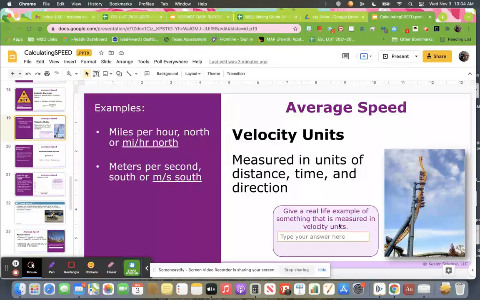Give a real life example of something that is measured in velocity units. Well, we just went over some. There's one in the picture here. There's a roller coaster that's going in a certain direction. You would be like that roller coaster, with a certain velocity in that certain area of it.